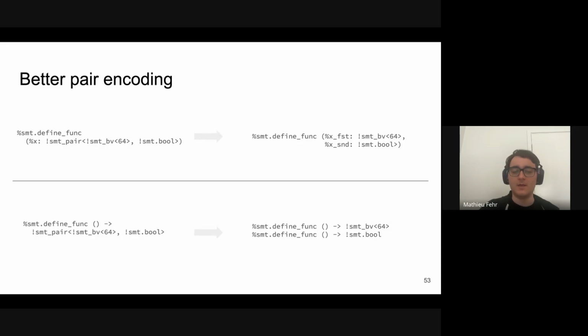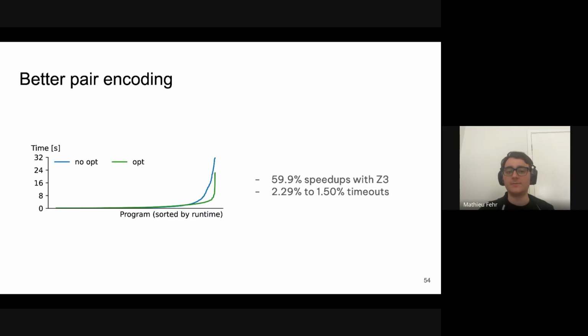And if we have a function that returns a pair, we can instead say we have two functions. While this might seem weird, since in a traditional compiler you would never translate a function returning a pair into two functions, in our case it actually gave speedups. Whenever we had an SMT query, we had a 60% speedup with Z3 on our example, which used a lot of these pairs. This was probably because Z3 did not have the right kind of optimization in itself.